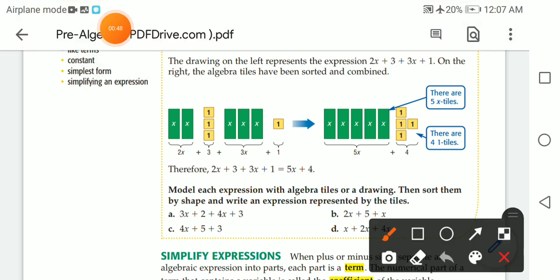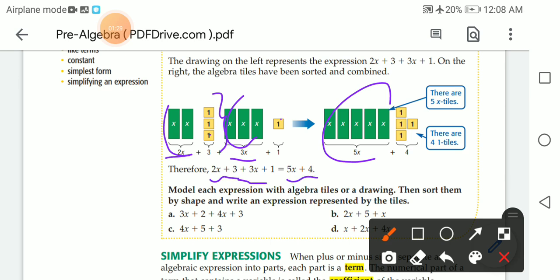Okay, the marker. I have here 2x plus 3 plus 3x plus 1. Can you see it with your own eyes? I have here 5x, the green ones. And how many yellow? 1, 2, 3, 4. So I have 4. So it will be 5x plus 4. It's easy. There are 5x tiles and there are 4 one tiles. So therefore 2x plus 3 plus 3x plus 1 gives you 5x plus 4.